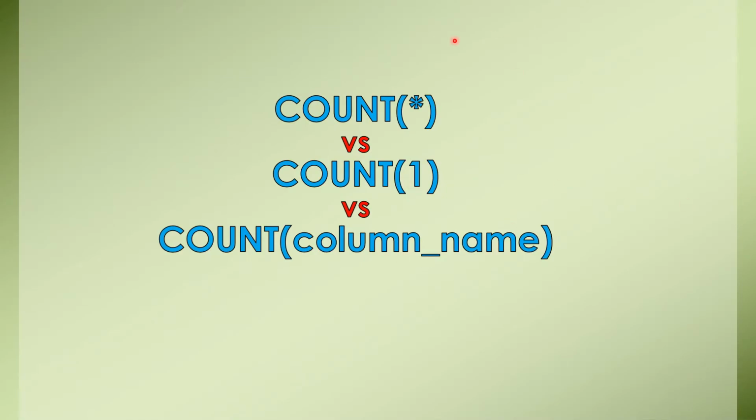So the famous question that interviewers generally ask you is, what is the difference between these three types? Like if I write count and within the parameters I give a wildcard, that is star, or if I give any number like 1, and if I give a column name. So what will be the cases in each of these scenarios? It is a very important question.